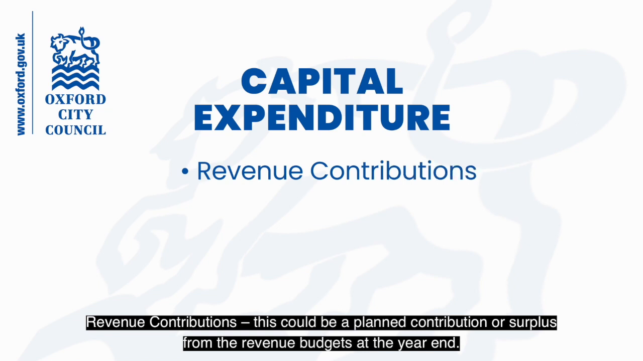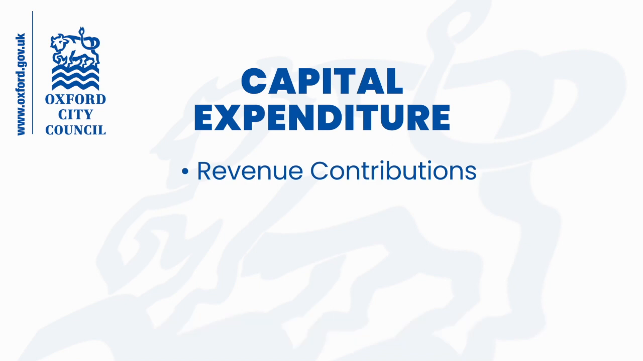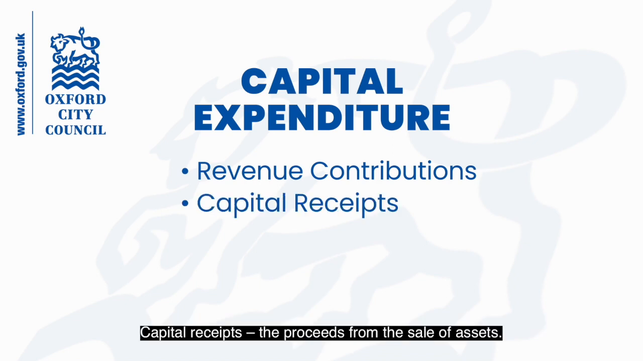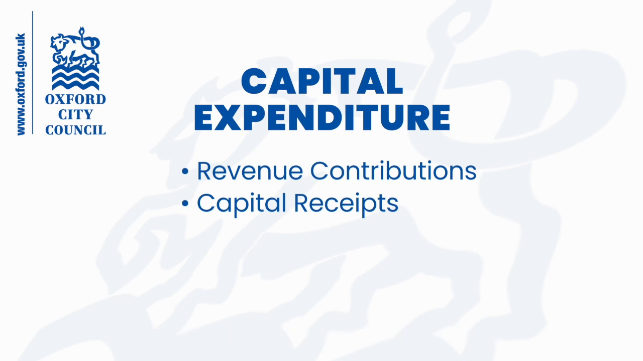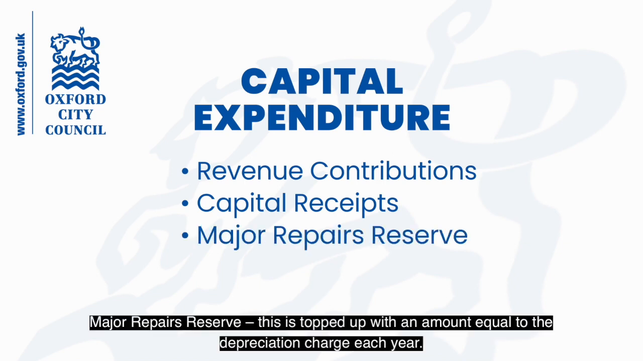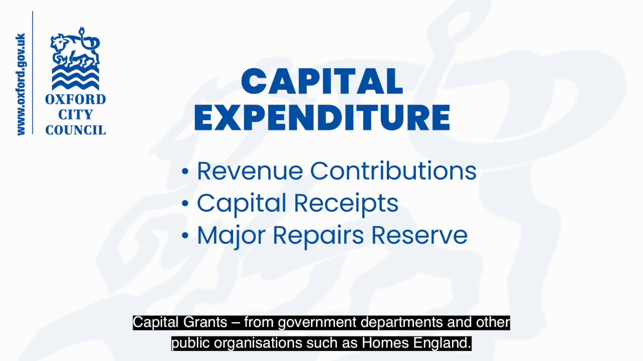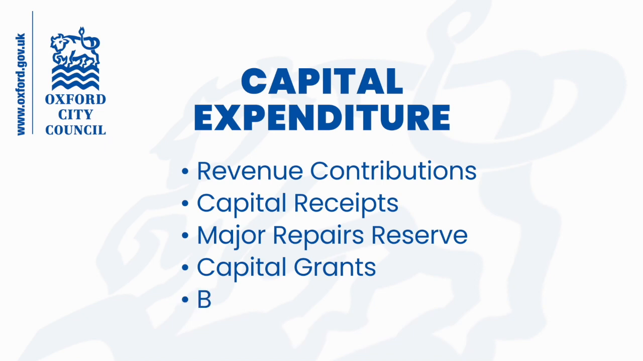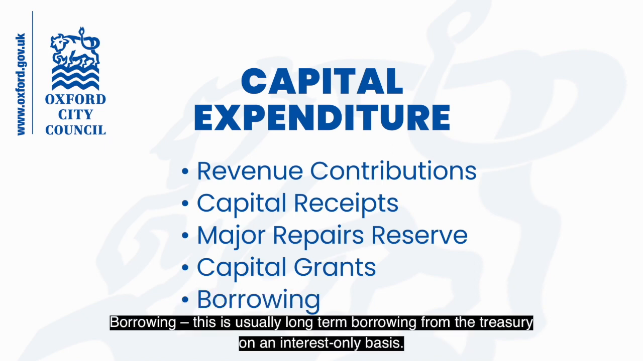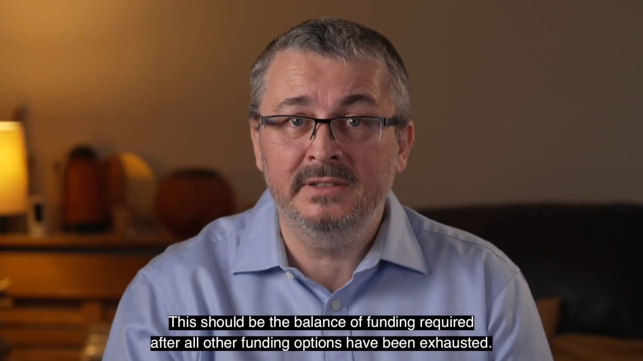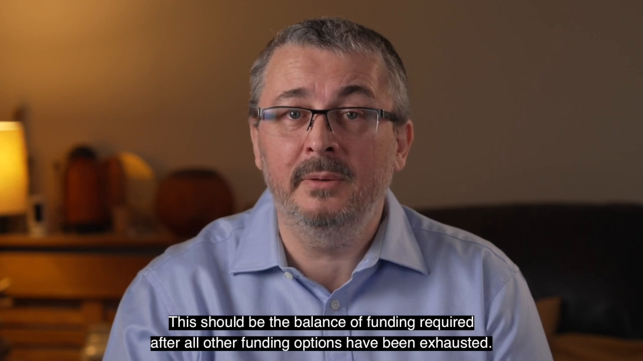Revenue contributions. This could be a planned contribution or surplus from the revenue budgets at the year end. Capital receipts, the proceeds from the sale of assets. Major repairs reserve. This is topped up with an amount equal to the depreciation charge each year. Capital grants, from government departments and other public organisations such as Homes England. Borrowing. This is usually long-term borrowing from the Treasury on an interest-only basis. This should be the balance of funding required after all other funding options have been exhausted.